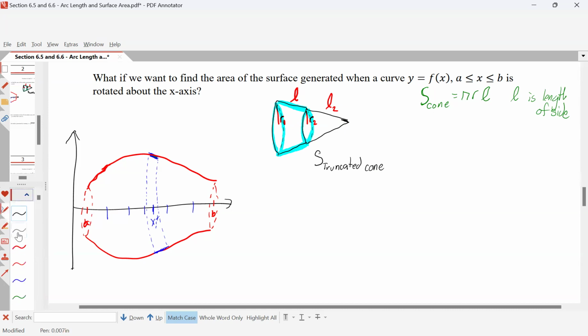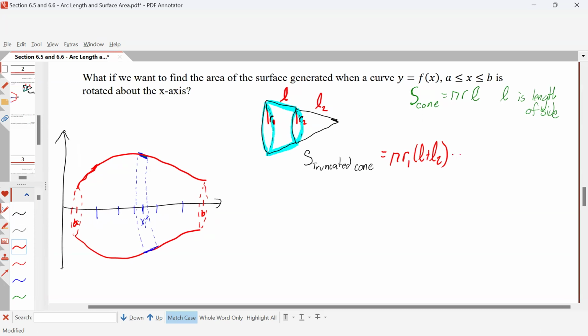is the surface area of the whole cone, which is pi times R1 times L plus L2, L plus L2 being the whole length of the side of the cone, minus the little cone that we're cutting off. So whole cone minus little cone. And this radius is the R2. There we go. Sorry, an L2. We don't have an L1 defined.